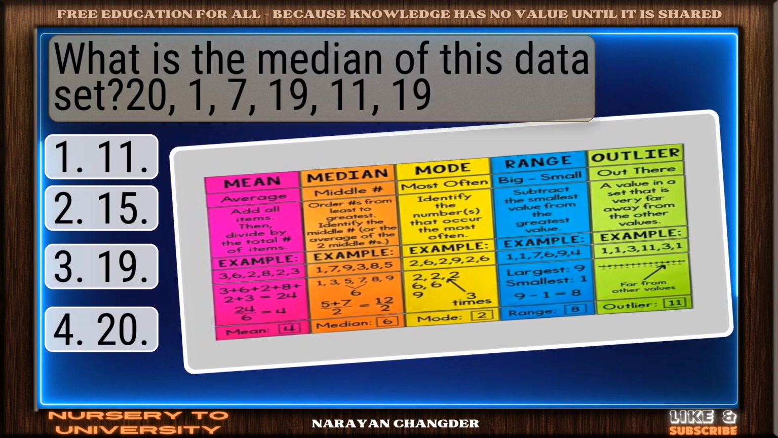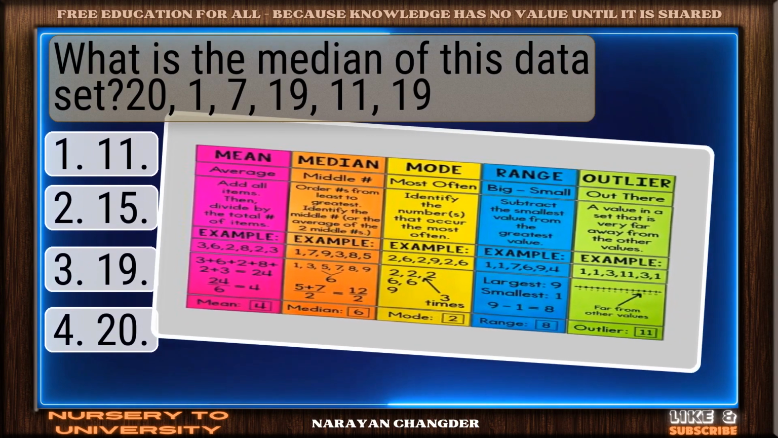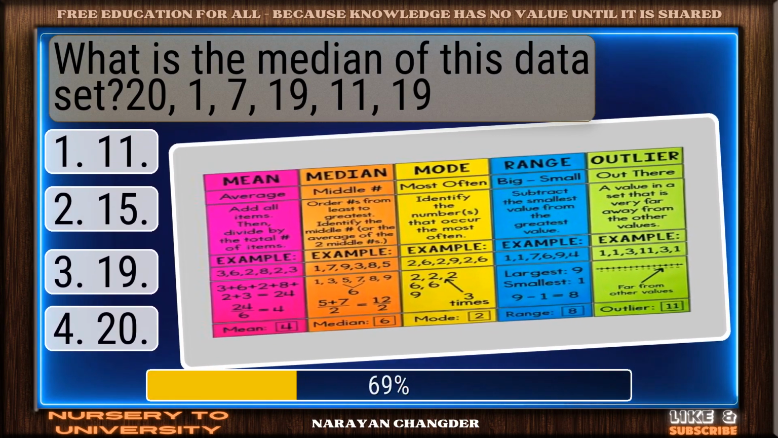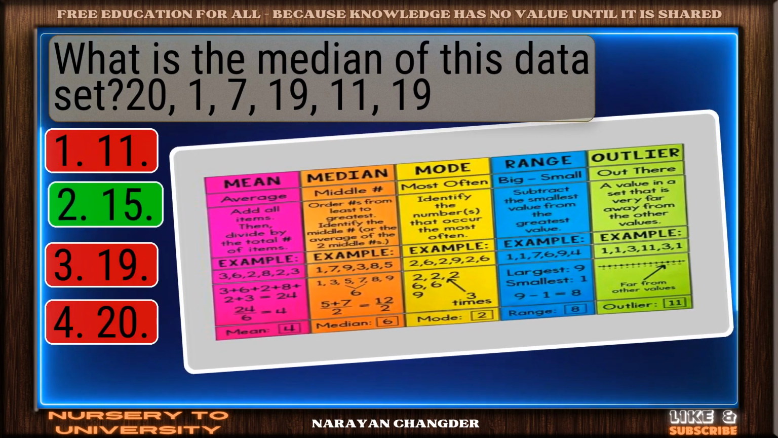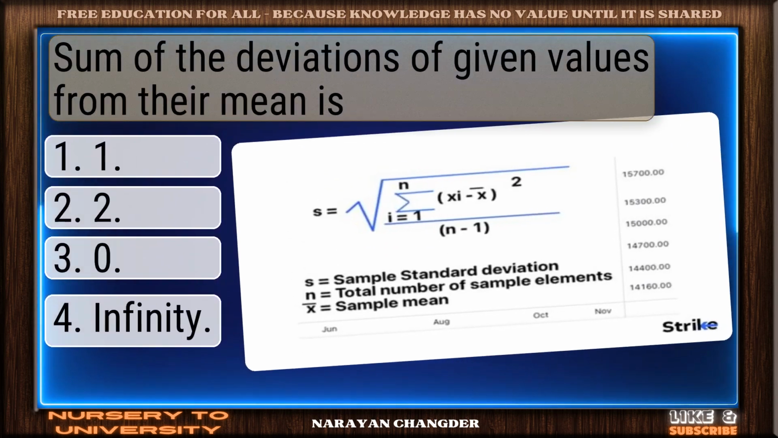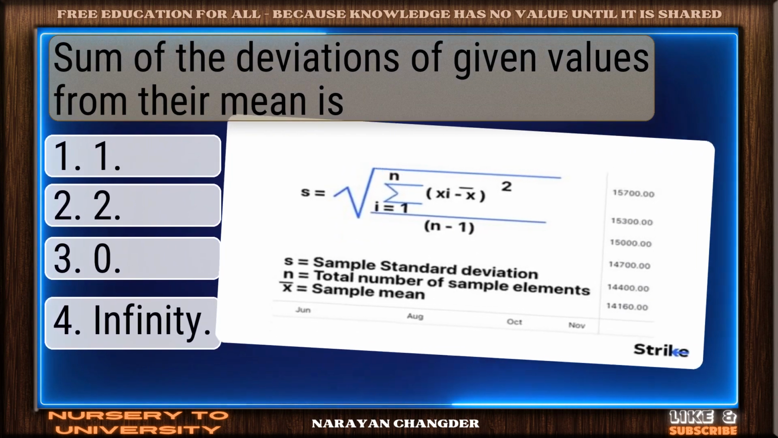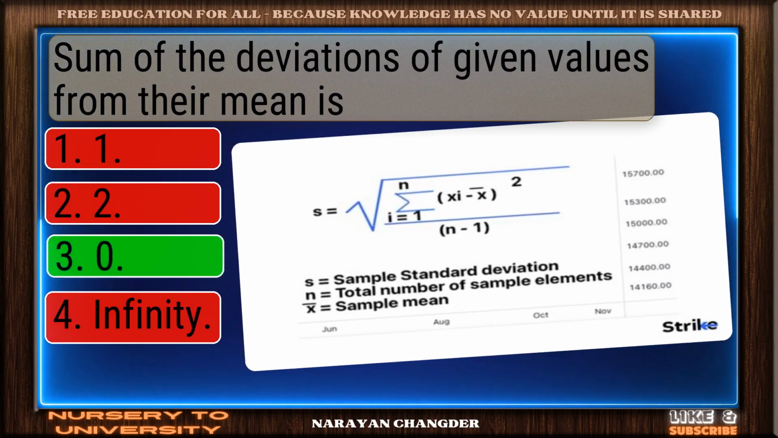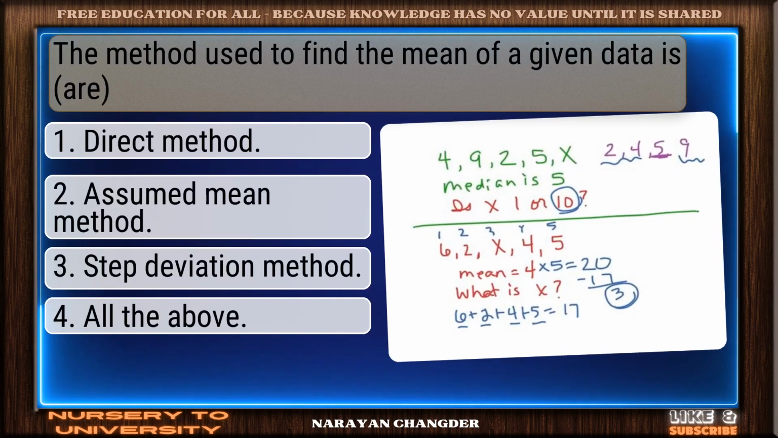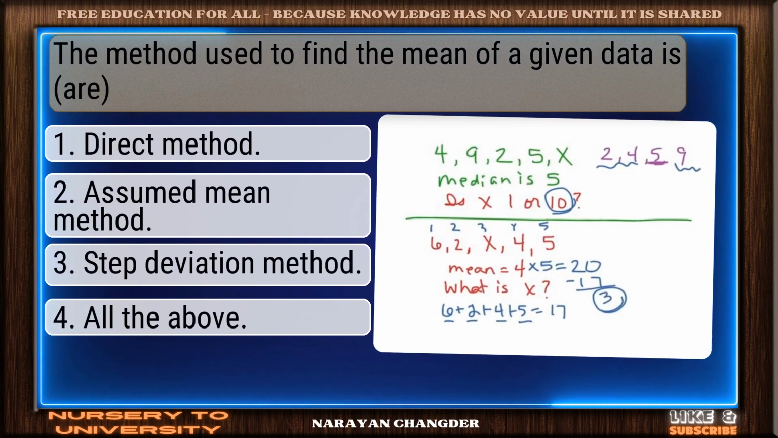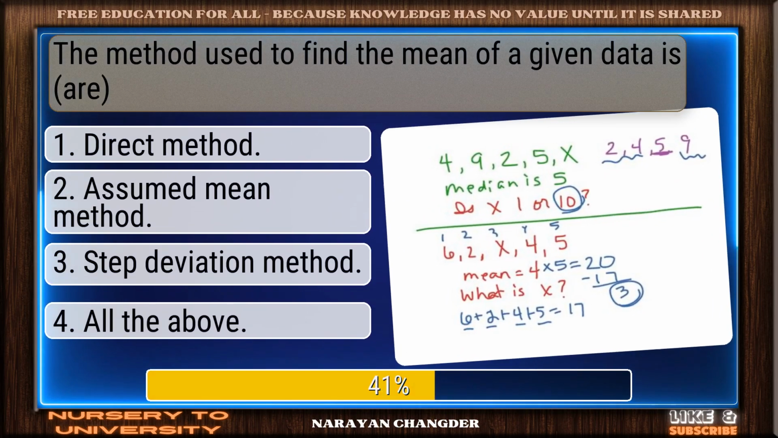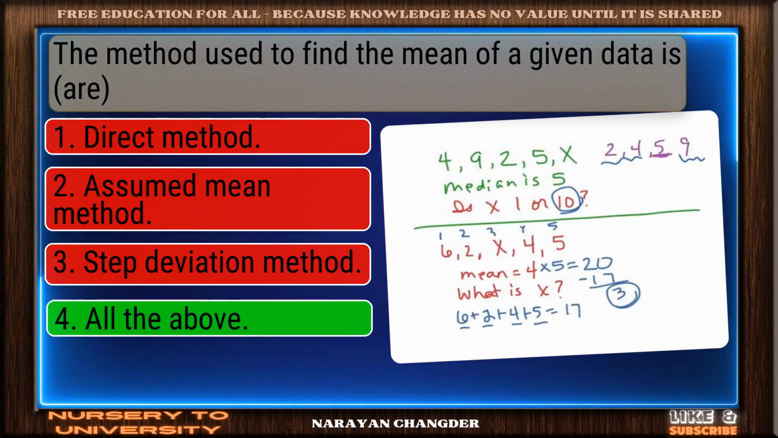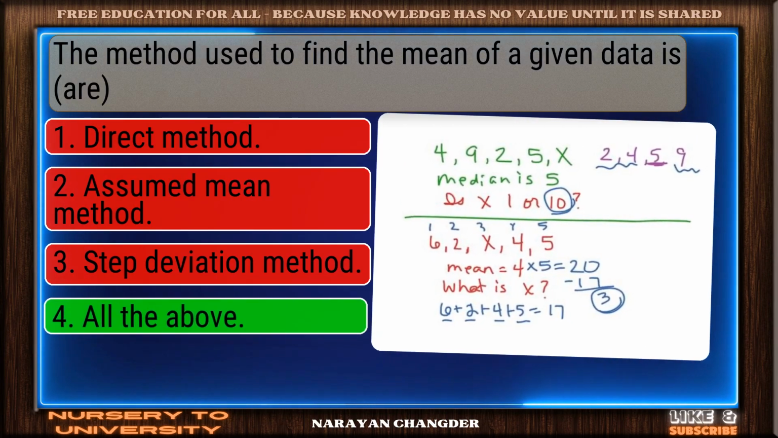What is the median of this data set? 21, 7, 19, 11, 19. Correct. 15 is spot on. Sum of the deviations of given values from their mean is... Sharp thinking. Zero is right. The method used to find the mean of a given data is... You got it. All the above fits.